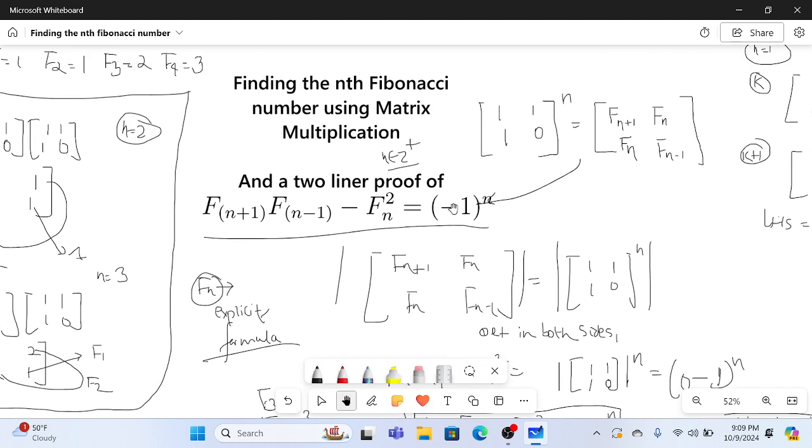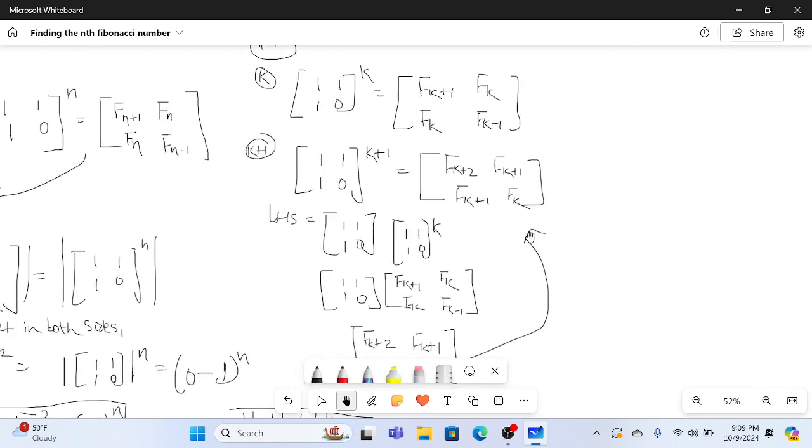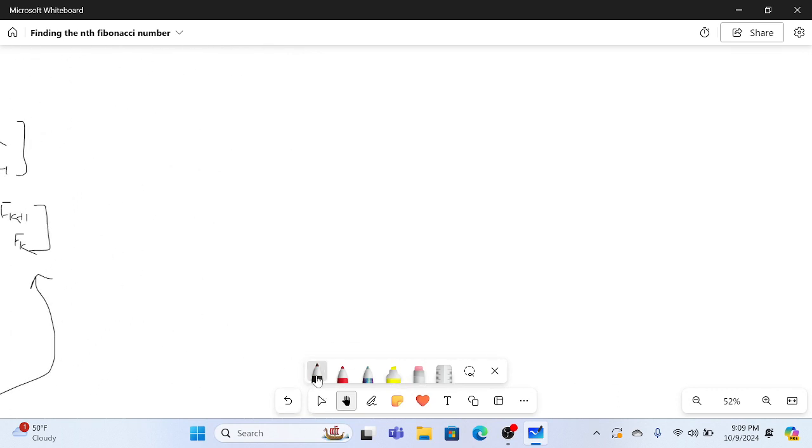Now, finally, it's time to find the exact product of this 1 1 1 0 matrix multiplied n times, and an explicit formula for f of n. Here begins our amazing journey. For that, we will first try to find a way through which we can multiply a matrix n times. Let's say, what if I want to multiply this matrix 100 times? How do I do that? We want to find such a way, right?